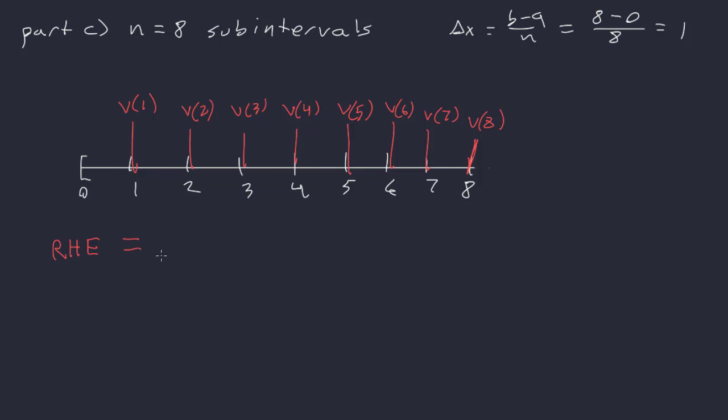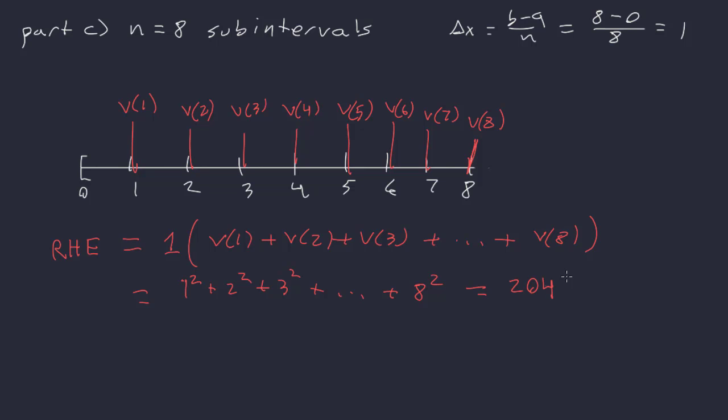Okay, so for the right-handed estimate, it's going to be our delta x, which in this case is 1. So it'll be 1 times v of 1 plus v of 2 plus v of 3 plus all the way up to v of 8. All right, so we can drop the 1 times all that. It's just going to be 1 squared plus 2 squared plus 3 squared plus all the way up to 8 squared. And so, all right, I got about 204 when I plug that into my calculator. Okay, so there's the right-handed estimate.